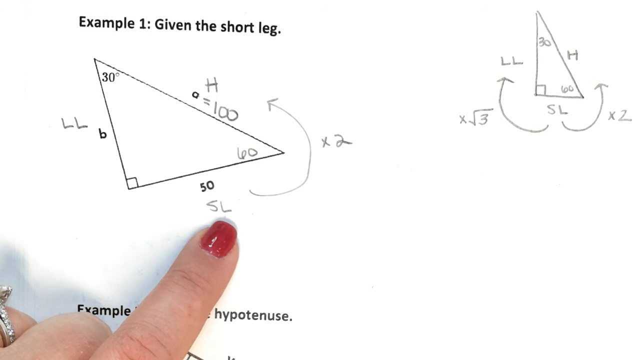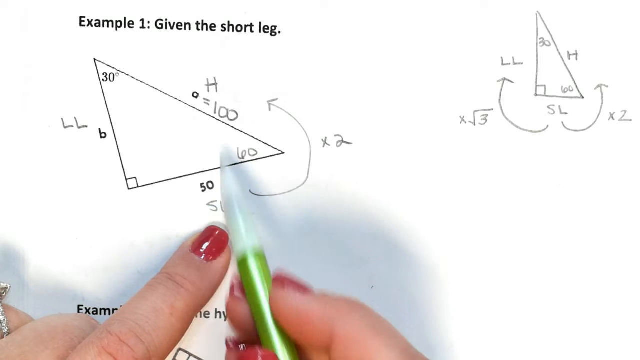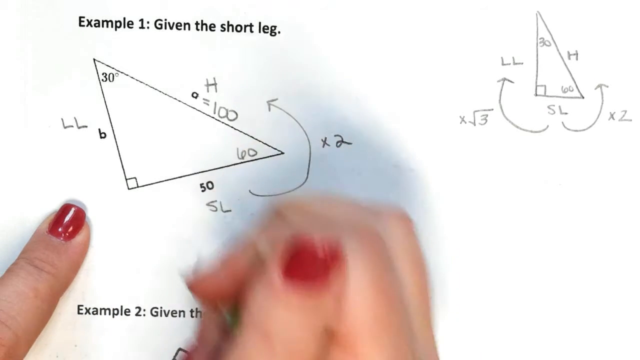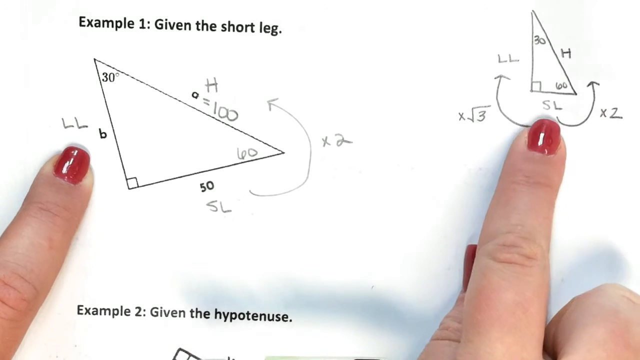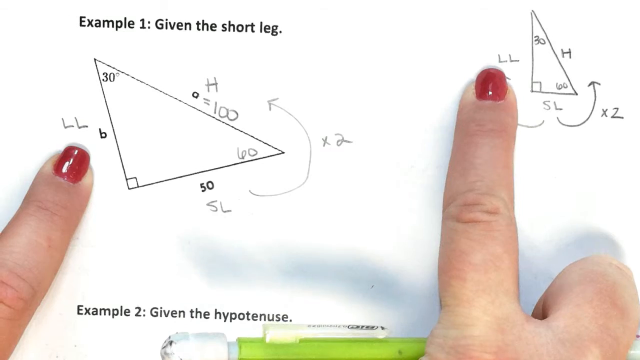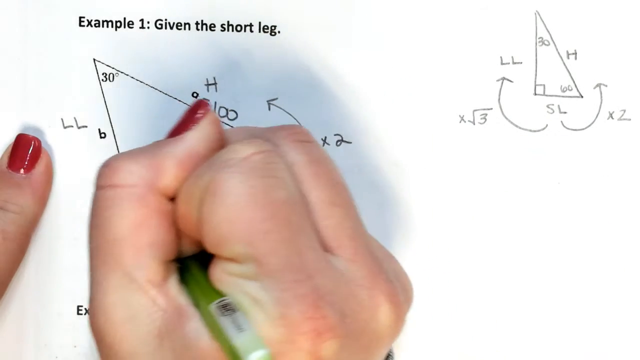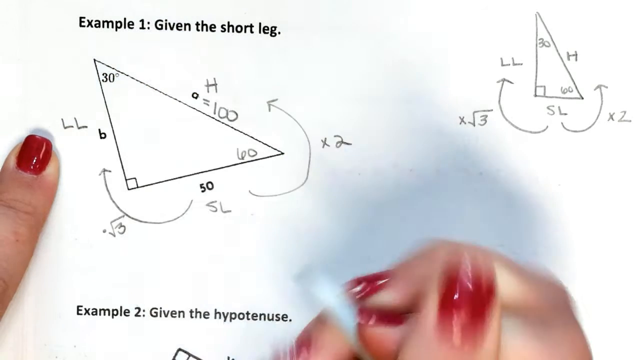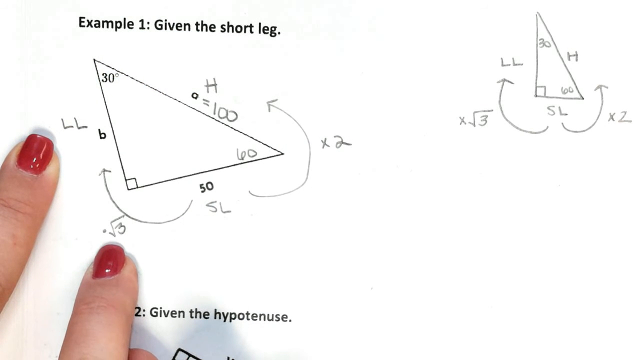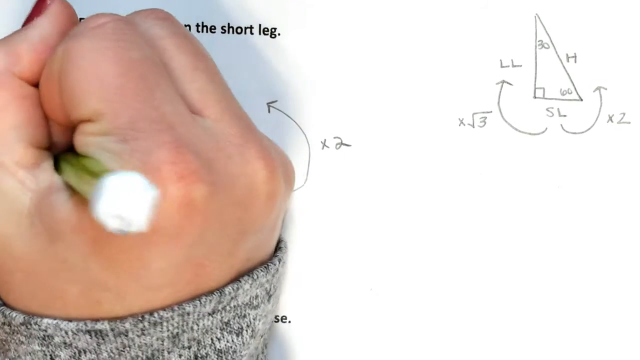Does that make sense? Once you have those two sides, okay, we have the 50, we have the 100, how do we get to the long leg? Go back to the short leg and multiply by the square root of 3. So we go from the short leg to the long leg. Our work is to multiply by the square root of 3. So what's 50 times the square root of 3? 50 square roots of 3.